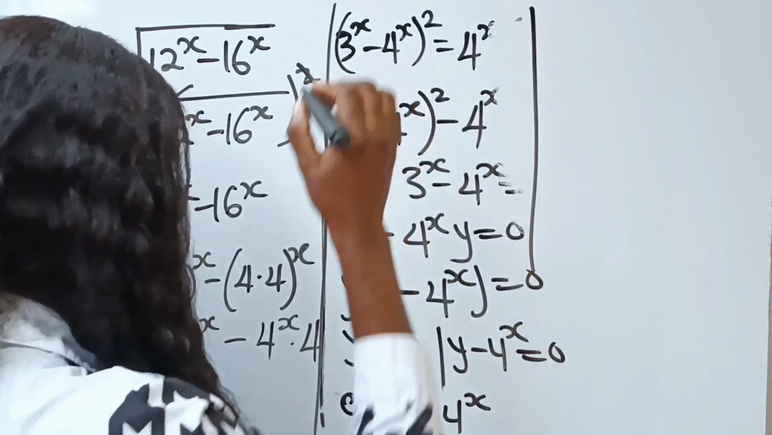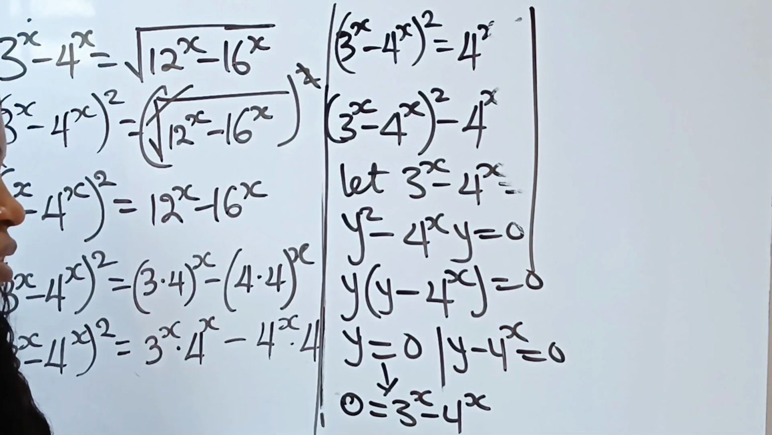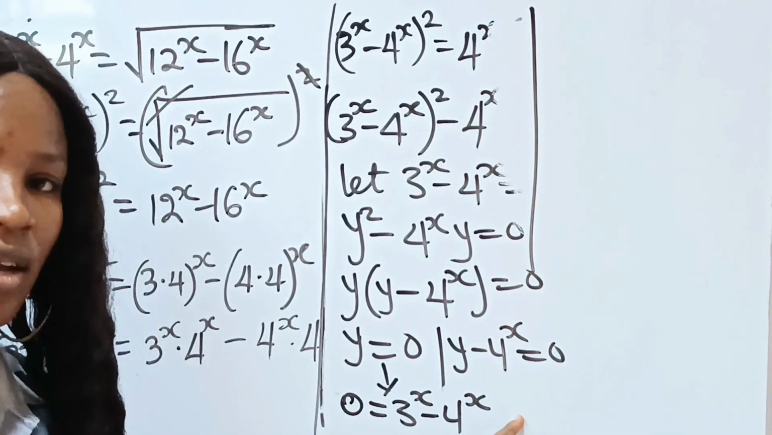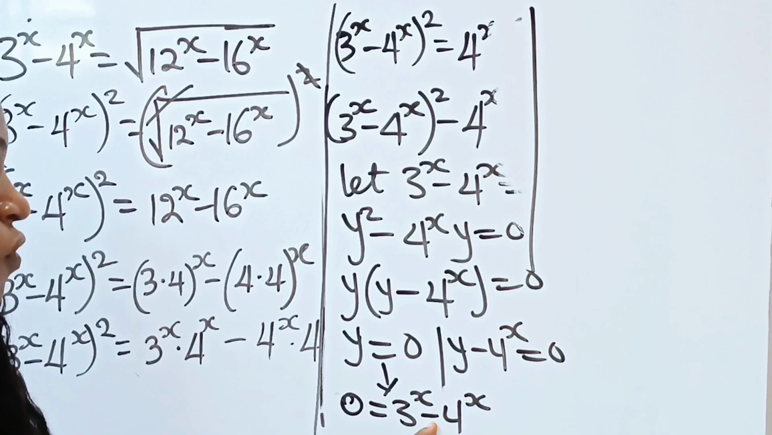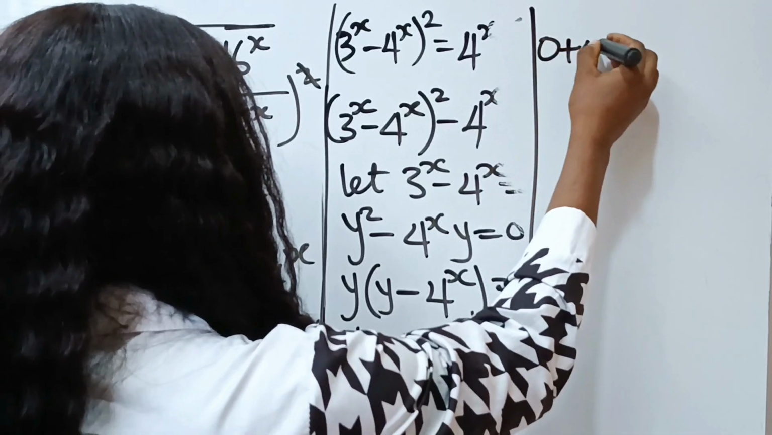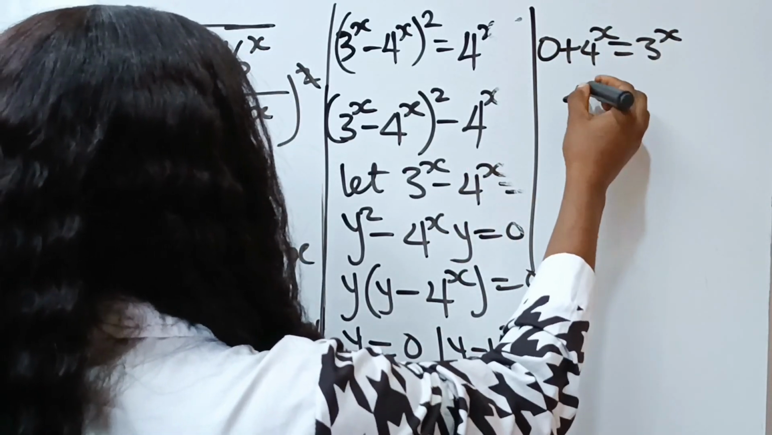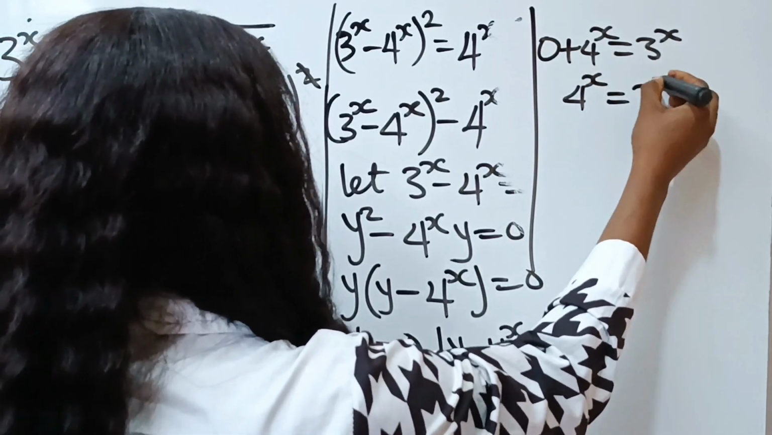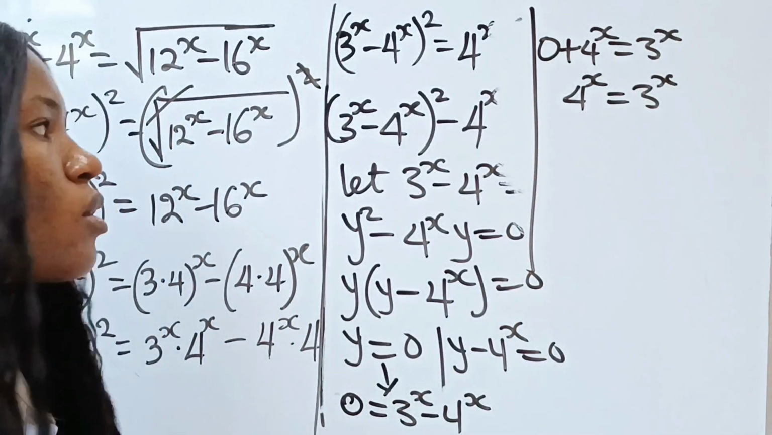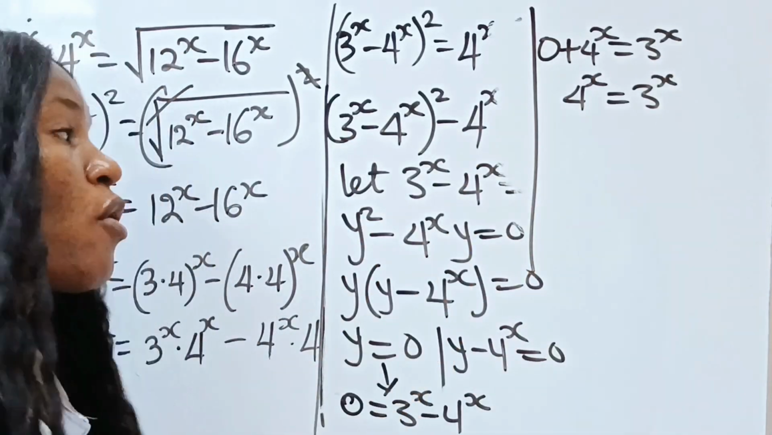All right, now this is what we have. So we can decide to divide both sides of this equation by 4 to the power of x, right? Or let's first of all transfer this to this side. So we have that 0 plus 4 to the power of x is equal to 3 to the power of x. So we have 4 to the power of x is equal to 3 to the power of x.